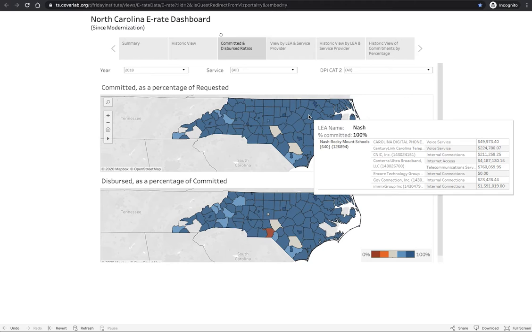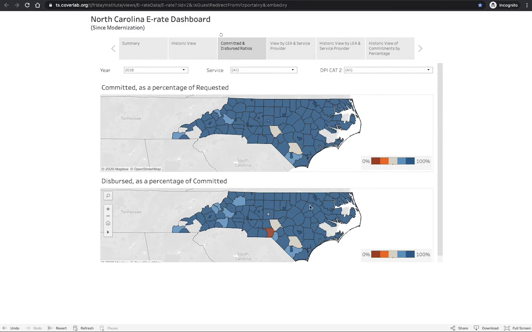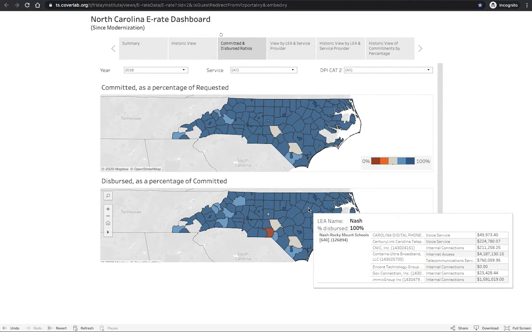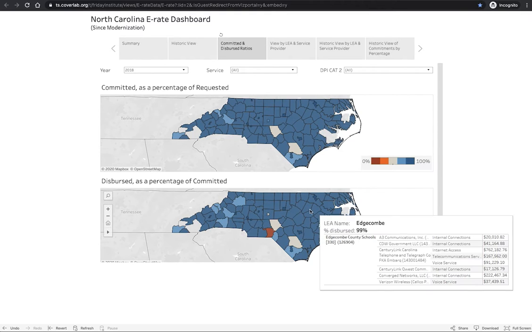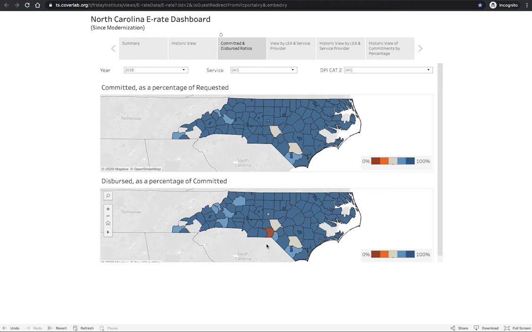And if we come down to Nash County down here, we can see that they've also been dispersed 100%. So that's great. They're filing all their paperwork and everything's working great. All the dollars that they asked for and were entitled to, they have received. And as you can see, most of the state is in that boat.